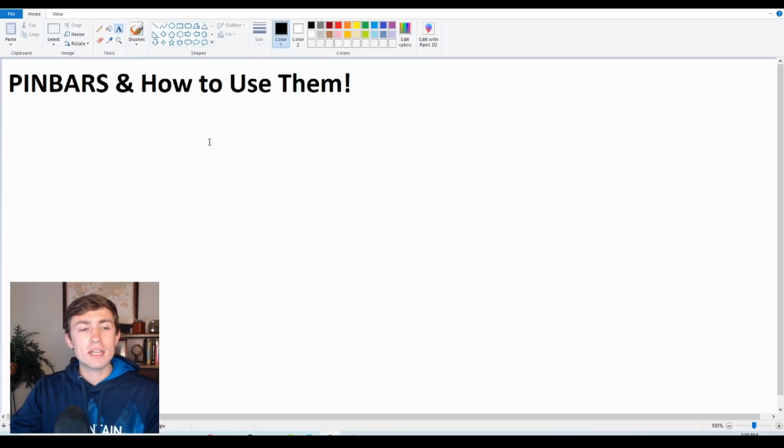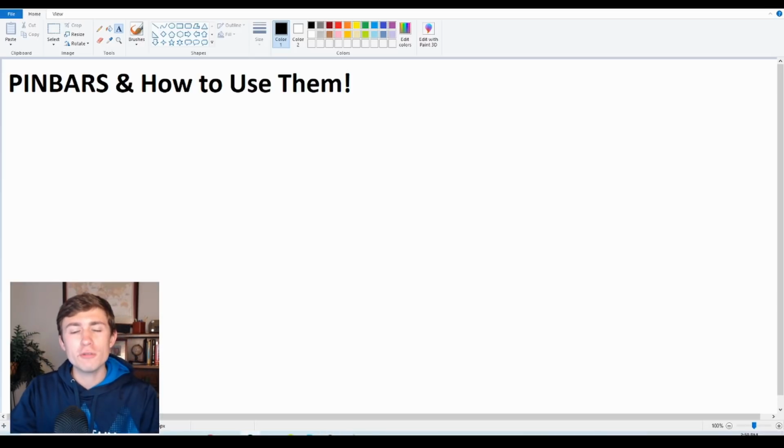So today we're talking all about pin bars. And if you don't know what a pin bar is, or you're not exactly sure what this concept means, stay tuned. We're going to dive into exactly what a pin bar is, and we're going to talk about some ways to spot them and to actually trade them in the foreign exchange market.